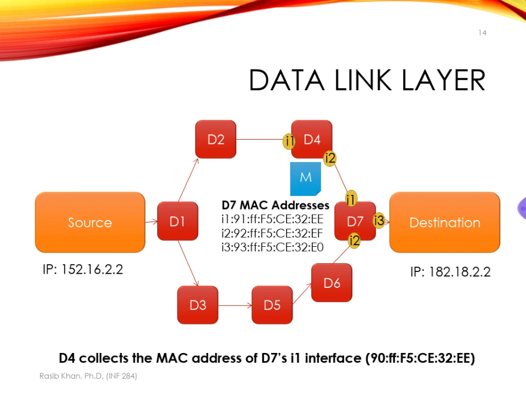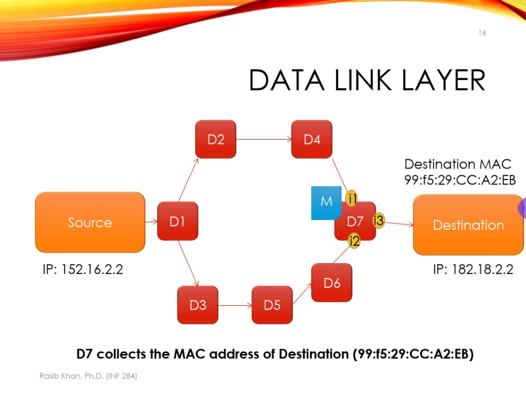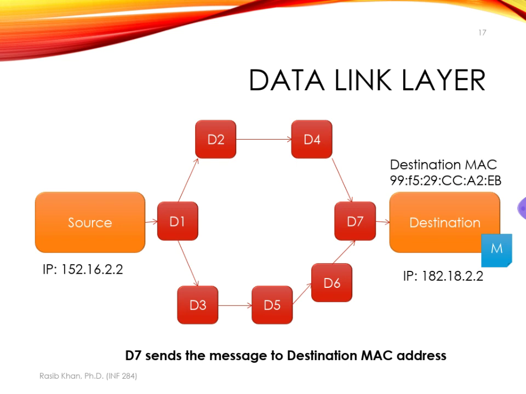Next, D4 would need to send it to D7, and the interface that is connecting D7 and D4 is I1 on D7. So D4 collects the interface MAC address I1, which is on D7, and sends the message to D7 through the I1 interface. Finally, D7 gets the destination MAC address and transfers the message to the destination through the direct connection.